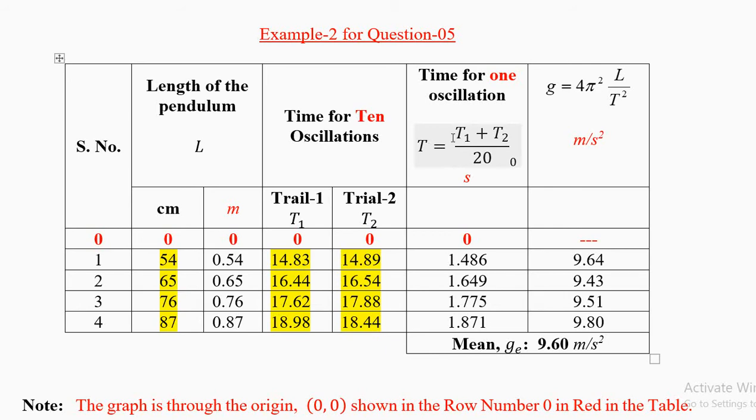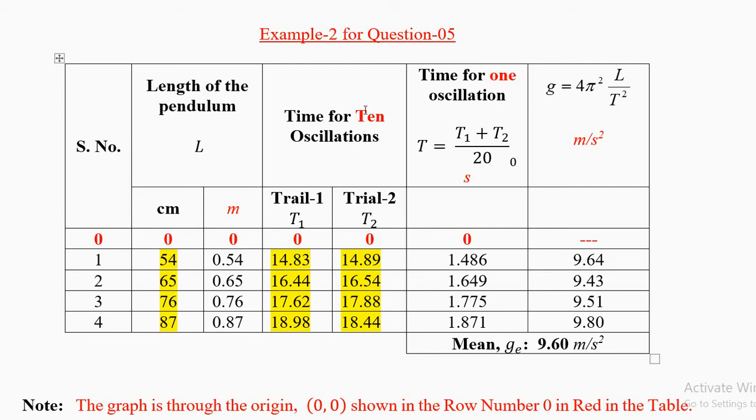Now add these numbers, T1 plus T2, divided by 20: 10 plus 10, 10 here, 10 here, total 20. Some people will take 5 here, 5 here, then divide by 10. If you take 3 here and 3 here, you have to divide with 6. But minimum take 10. Don't take 20, don't take 5. 5 is small, 20 is big, take 10.